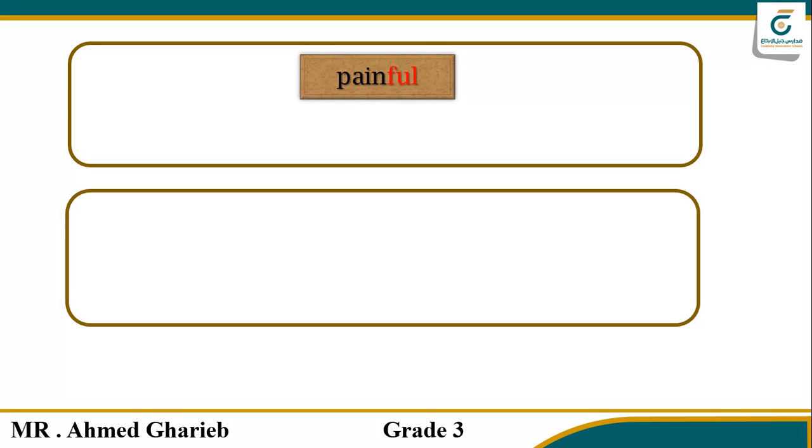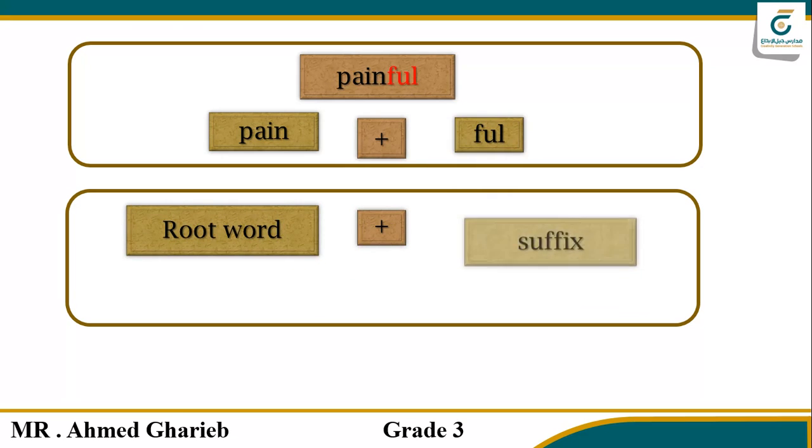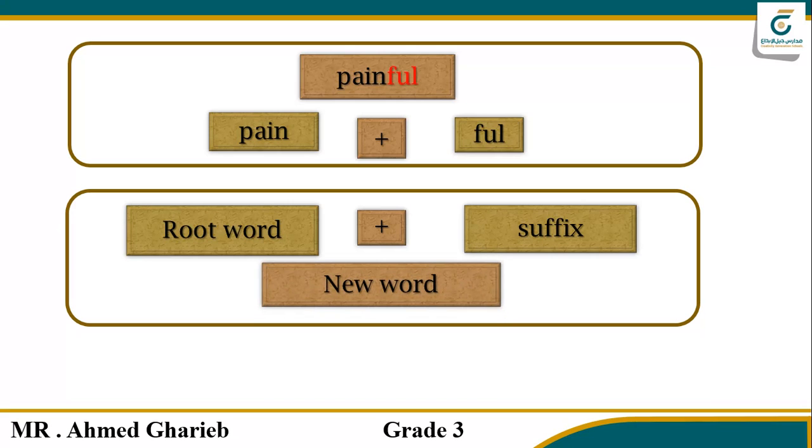Look at this word and tell me which syllable is the base or the root word and which one is the suffix. Think of it. We have pain and ful. Painful. Which one is the root word and which one is the suffix? Of course, the root word will be pain and the suffix will be ful. Painful. So, root word plus suffix gives me a new word. Okay?